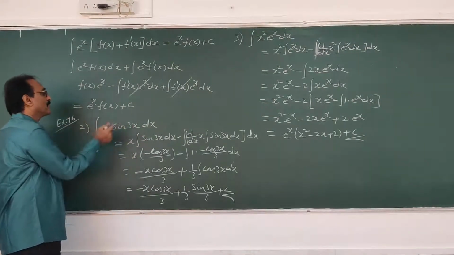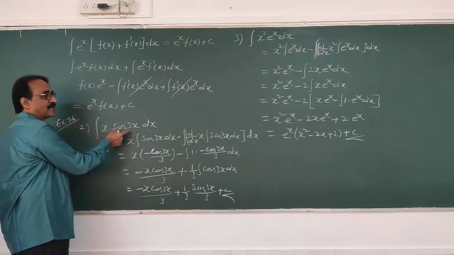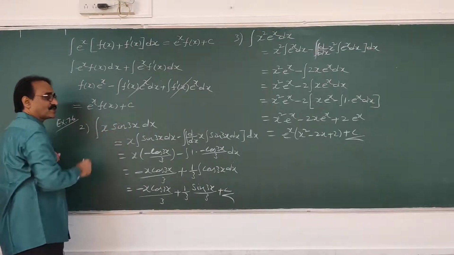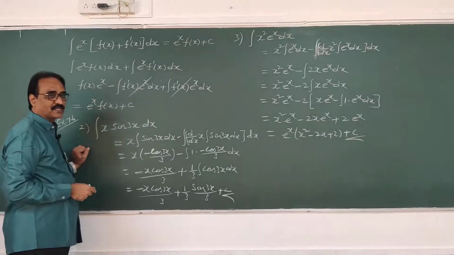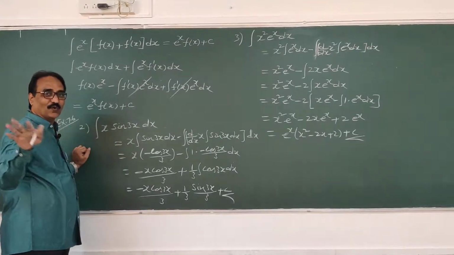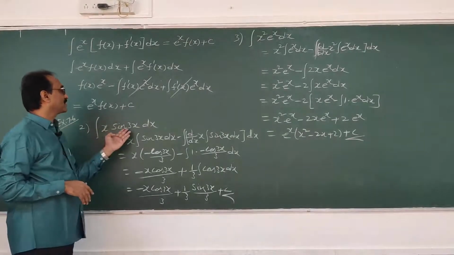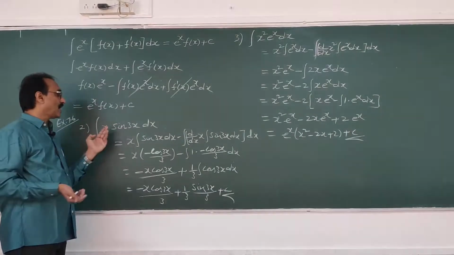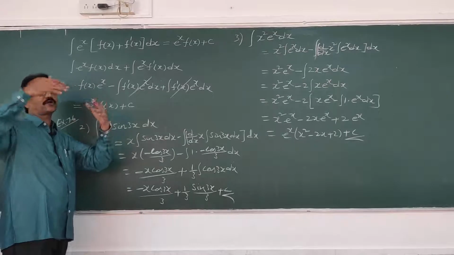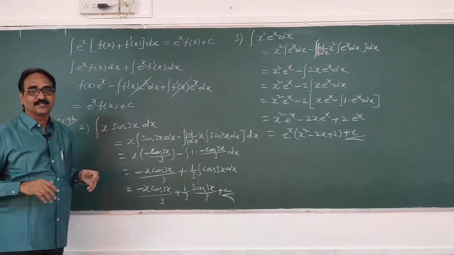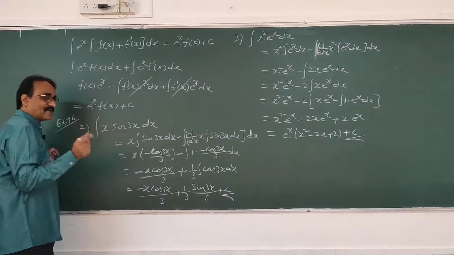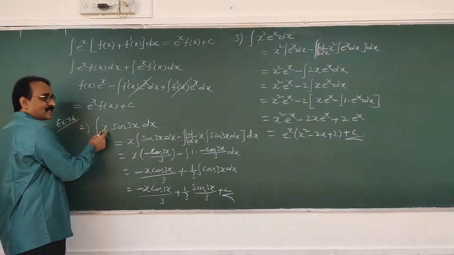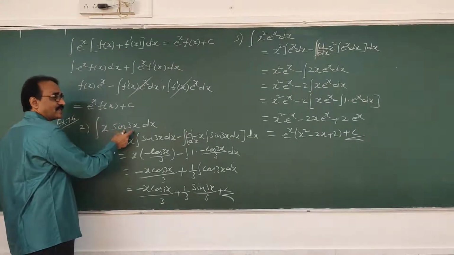Now here you see, x is there and sin 3x is there. I'll consider x as the first function. Why? Because the derivative of x is 1, so it comes down. Suppose I take sin 3x as the first function: the derivative of sin 3x is 3 cos 3x, and the integral of x is x square by 2, and like that it will go on and never end. That's why ILATE is given like that. So first function is x, second function is sin 3x.